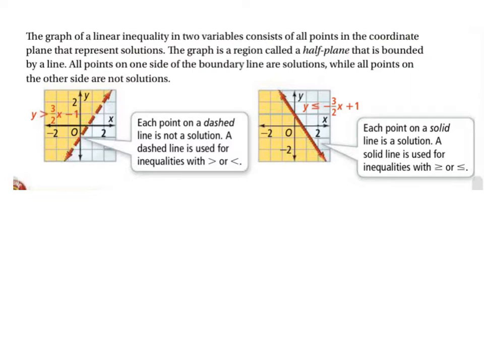Now if I go over here, we have y is less than or equal to negative 3 halves x plus 1. Again, here's the graph of the line itself. This time it's solid because of the equals part. And you look at the less than part: which way is y less than? Y is smaller going down, so I shade this half plane. Anything over here, not a solution. You can try it, you can plug it in, it doesn't work.